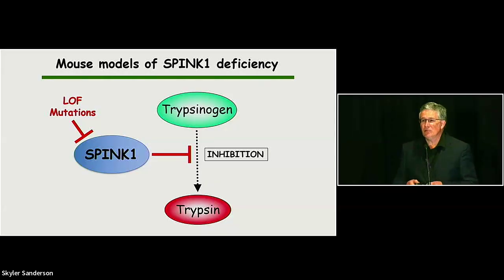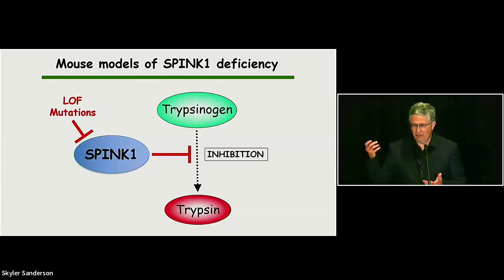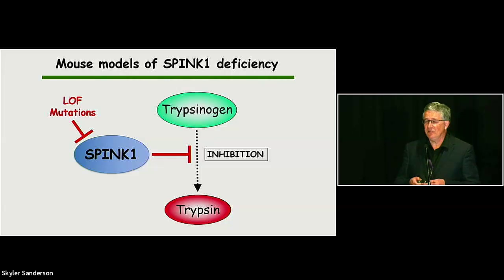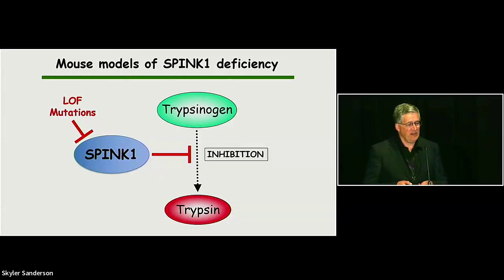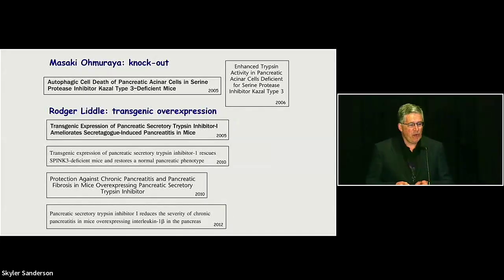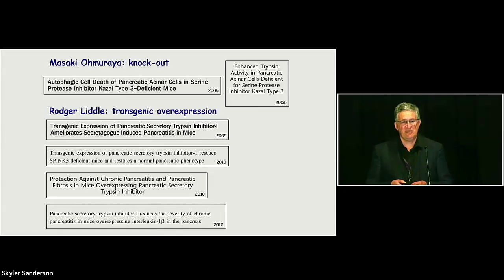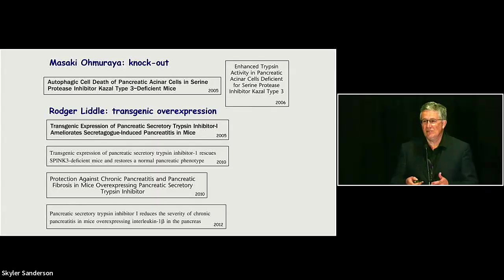There was a lot of work put into the SPINK1 deficiency models. So SPINK1, as we heard in the previous presentation, has different loss of function mutations in humans. And in mice, we typically model this by just deleting the SPINK1 gene and not really by introducing the mutations, although there have been some attempts. In early work, dating back to 2005, Masaki Omuraya made the first knockout. But unfortunately, the homozygous knockout is lethal, so you can't really study that. And the heterozygous knockout doesn't really do too much.